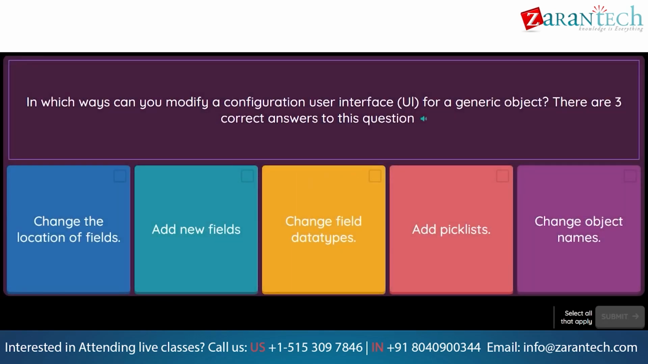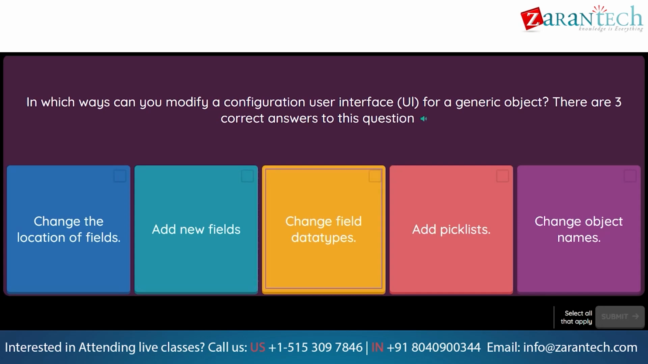Question: in which ways can you modify a configuration user interface, UI, for a generic object? There are 3 correct answers to this question. Option 1 change the location of fields. Option 2 add new fields. Option 3 change field data types. Option 4 add pick lists. Option 5 change object names.